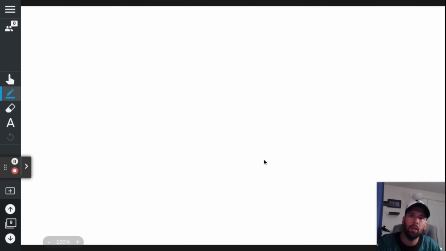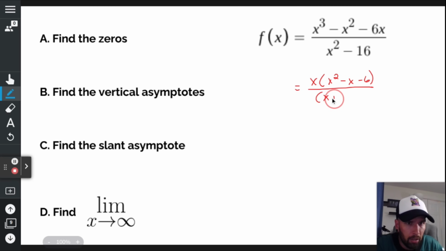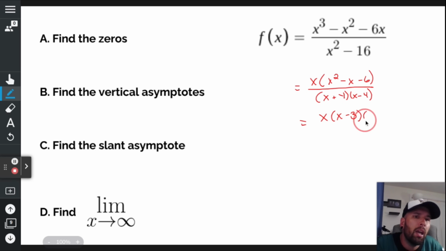Fun. Love these. Love them so much. Find the zeros. All right. Now what I have to do is, it looks like, factor everything out. So I'm going to pull out an x upstairs. That leaves me with x squared minus x minus 6. In the denominator, I can factor that, difference of squares, x plus 4, x minus 4. I can continue factoring the top because this is going to factor out to x minus 3 and x plus 2 over x plus 4, x minus 4.